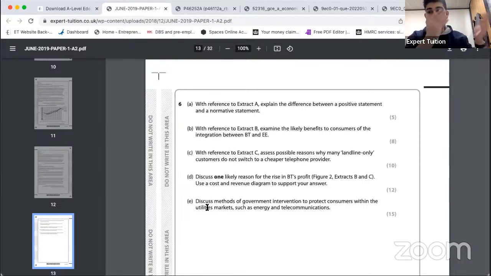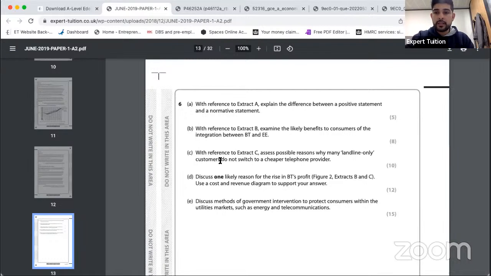First analysis, first evaluation. However, consumers tend to exhibit habitual behavior. Oh, by the way, look at the 10 marker. Why are many landline customers not switching to a cheaper telephone provider? Why do you think? Habitual behavior, inertia, especially the elderly. Now, I know we're not dealing in this question with landlines. We're dealing with the energy supplies, but you can use that to support your point.